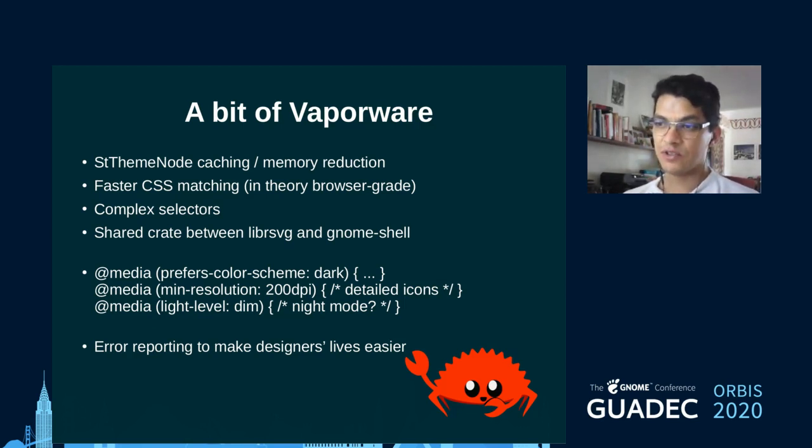That thing also supports complex selectors out of the box, sibling combinators, child combinators, all the exotic CSS combinators that browsers support. They are supported there. You just need to implement the big interface I showed you a couple of slides ago. And one thing I really want to have is a shared Rust crate between librsvg and GNOME shell, because they want to process pretty much the same CSS properties, and they have the same matching code and the same cascading, so we might as well share some code.